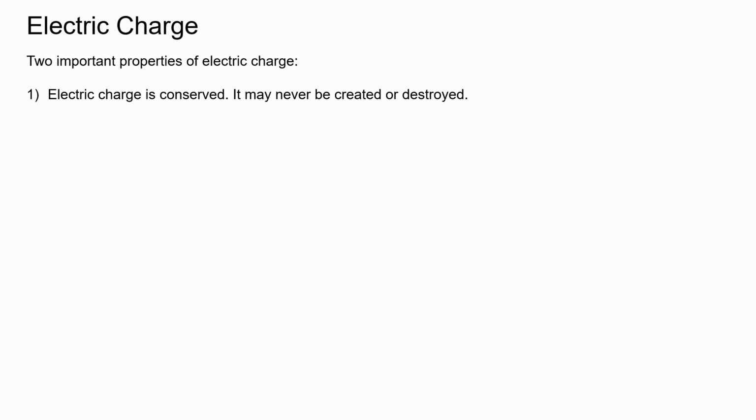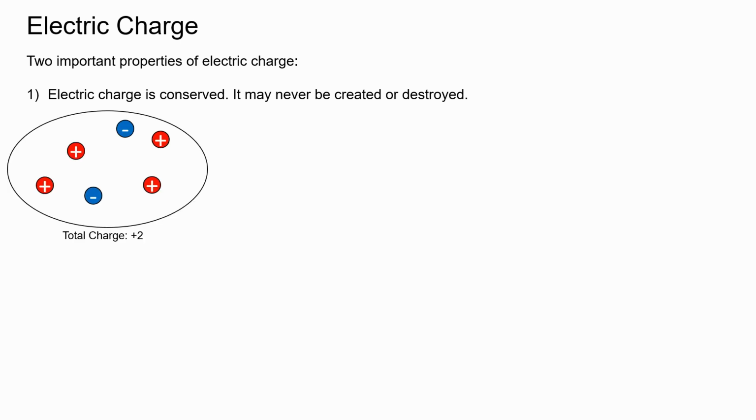Now, electric charge has two important properties. First, electric charge is conserved. It may never be created or destroyed. And what do we mean by this? Say we have some distribution of charge. Here we have 4 positive charges and 2 negative charges. Our total charge within this circle is plus 2 positive charges.